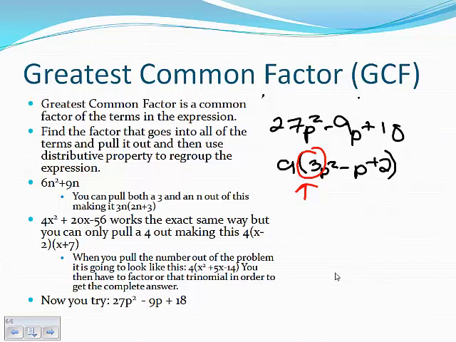This concludes Lesson 4-4, Factoring Quadratic Expressions, Part 1.